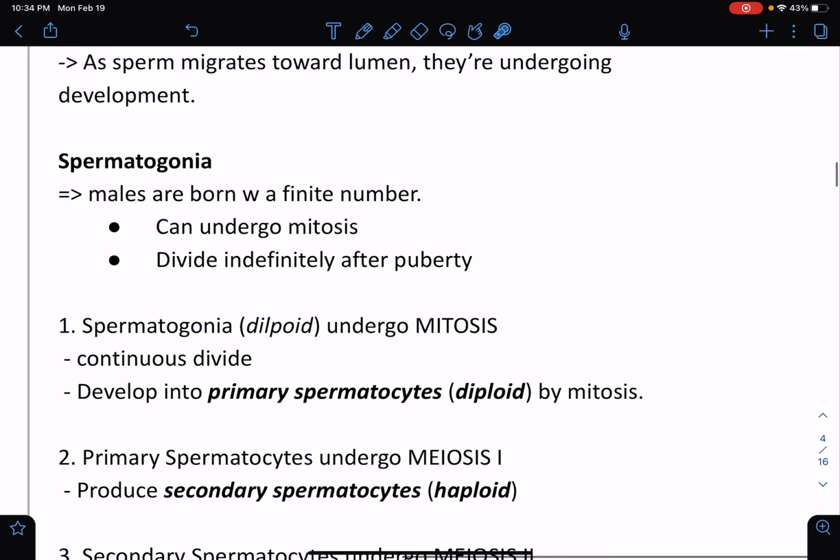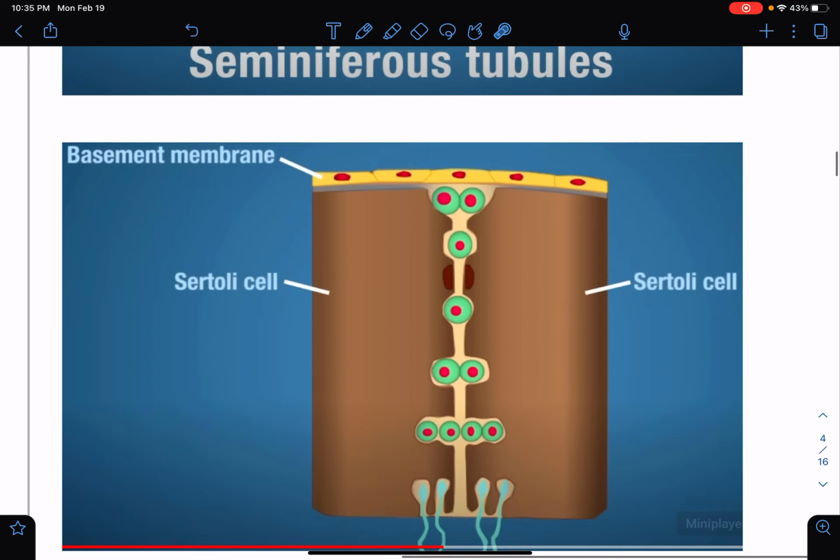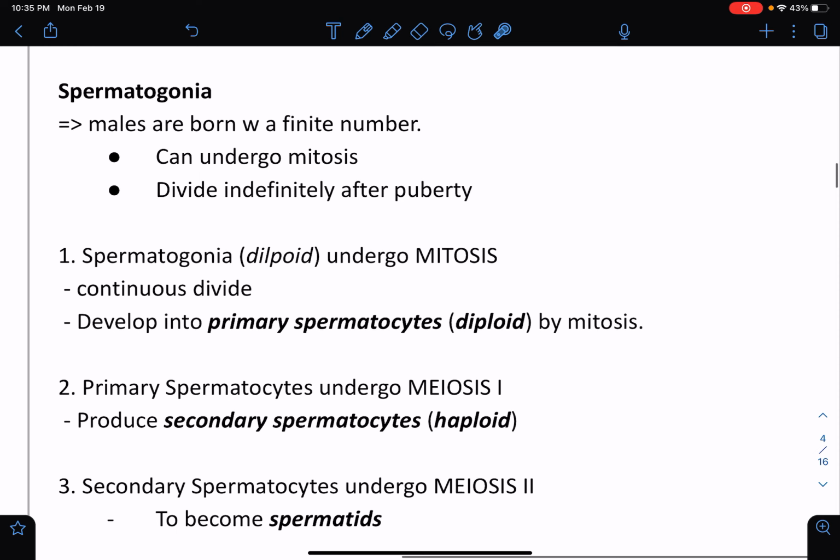For spermatogonia, males are born with a finite number. I believe this also goes with females. Females are born with a finite number of oogonia. Oogonia is the female counterpart of spermatogonia. So that's the first substance that's involved in the process.